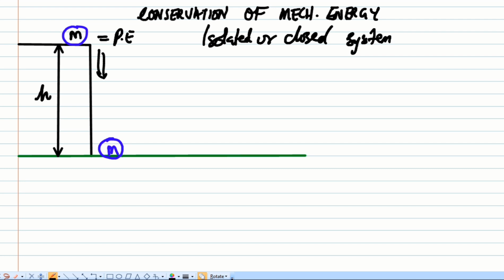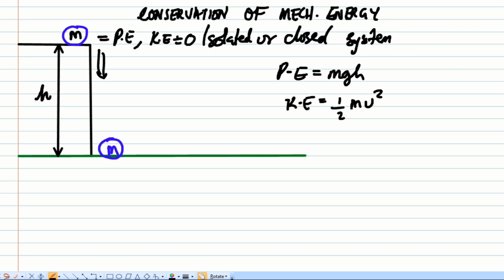Now, this body has all potential energy here. The kinetic energy here is zero, simply because the body is not moving. Now, as soon as this body starts moving, it now has kinetic energy, right? Anyway, let's just put the equations. Potential energy is defined as mgh. Now, I'll also do kinetic energy side by side. Kinetic energy is half mv squared.